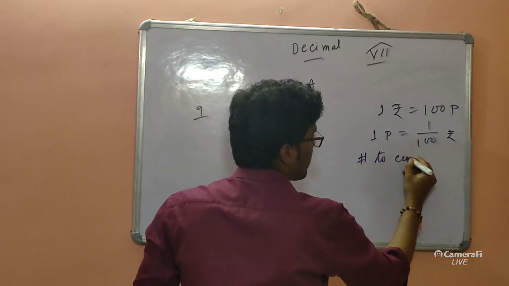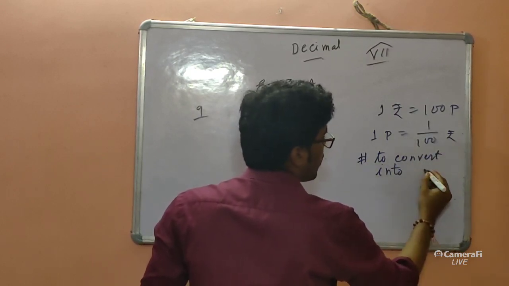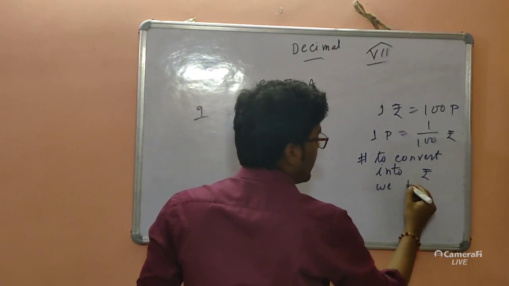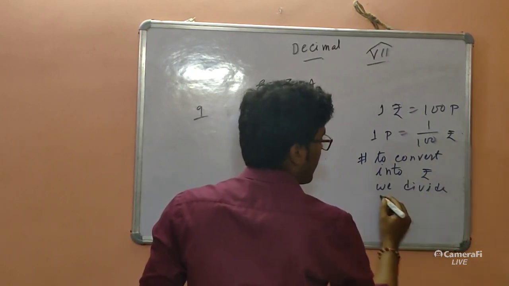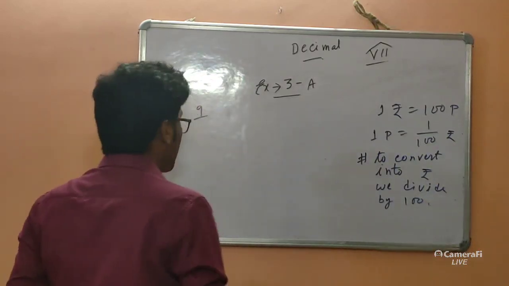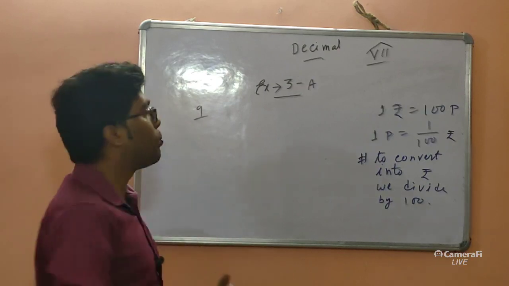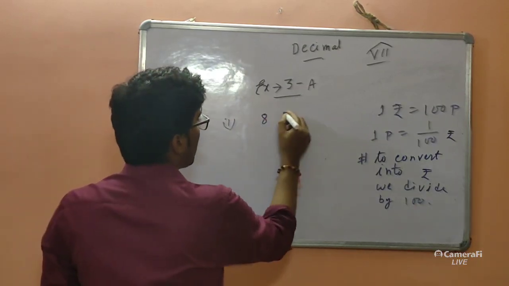To convert into rupees we divide by 100. Okay, so now what is our question? Question number 1 says convert 8 paisa into rupees. Question number 1, 8 paisa.